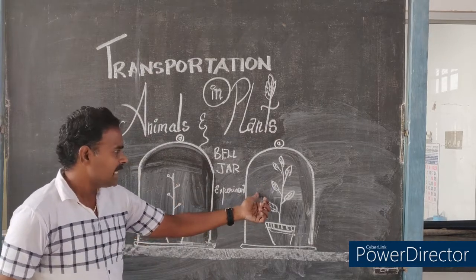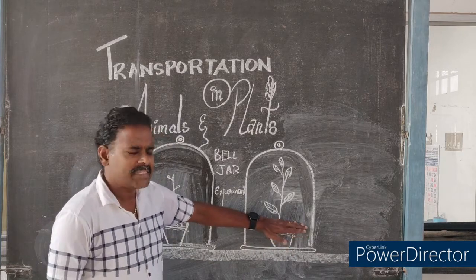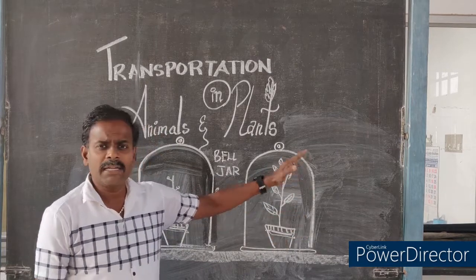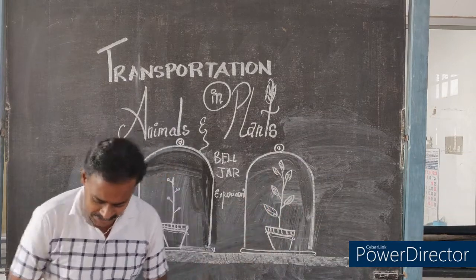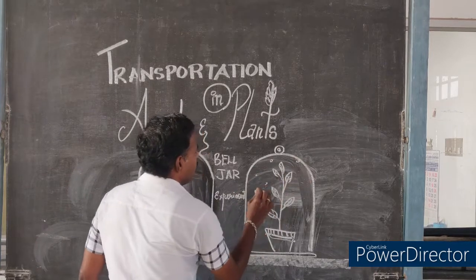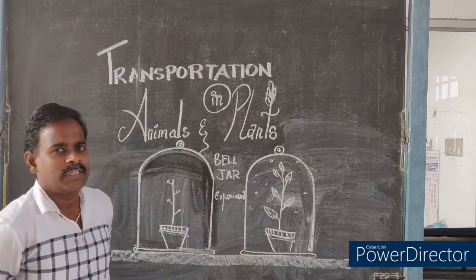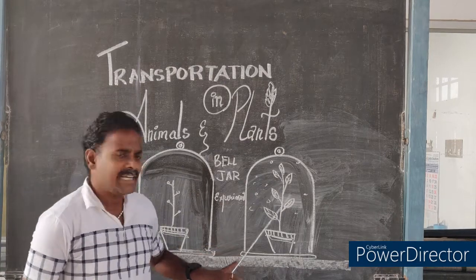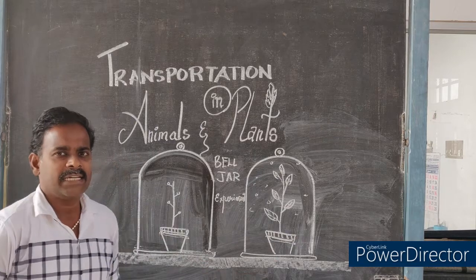In the second case, the soil surface is again closed, but you find the leaves with the stomata, and in this case transpiration takes place, and after some time you will find many water droplets on the inner surface of the jar. This shows transpiration has taken place through leaves, and this is a bell jar experiment.